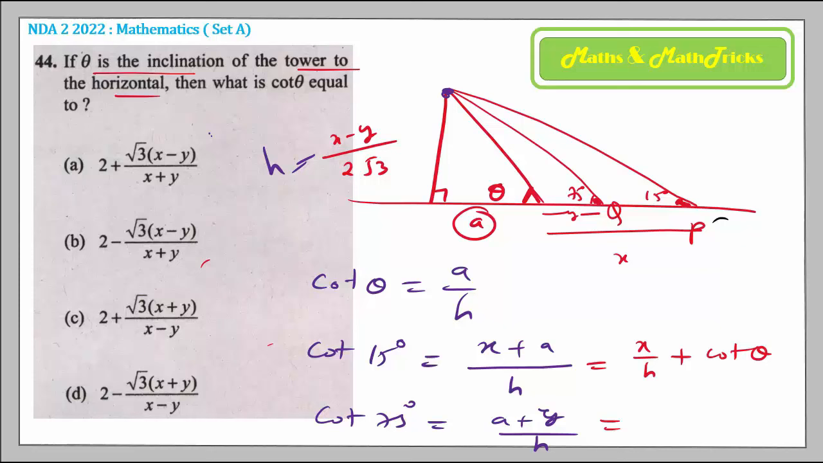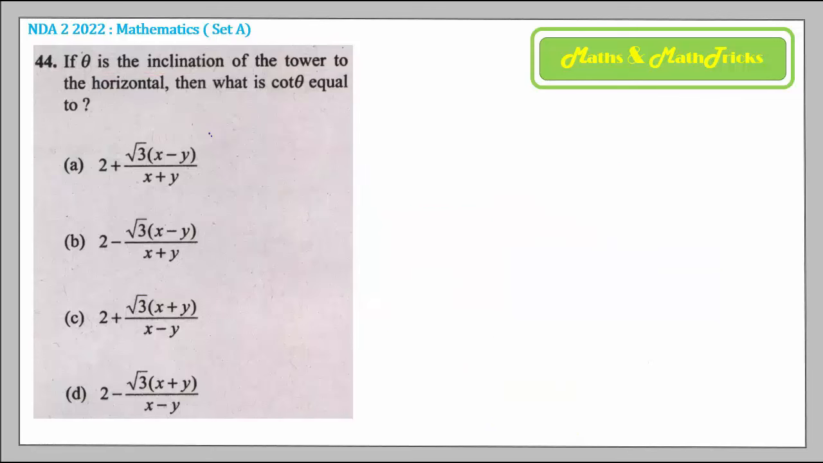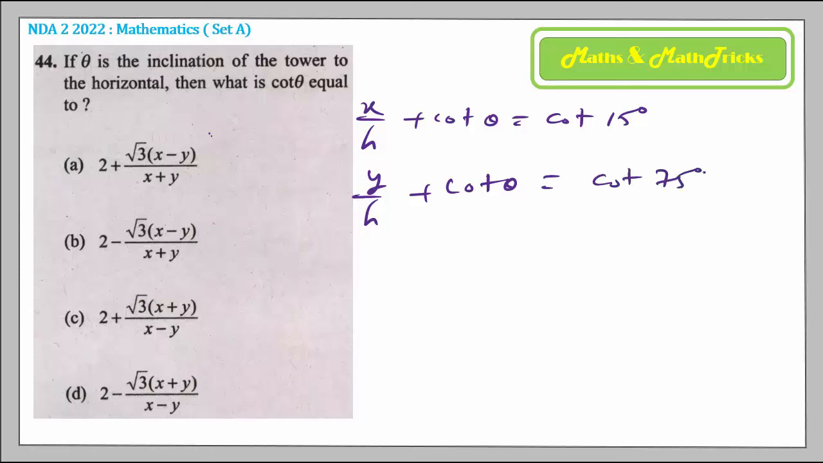And for the cot 75 we can write a by h to be again cot theta, plus y by h. So we have basically three equations to handle here to solve for cot theta. So basically now we handle these two equations. x by h plus cot theta is equal to cot 15 degrees, and y by h plus cot theta is equal to cot of 75 degrees. And we want the value of cot theta only.